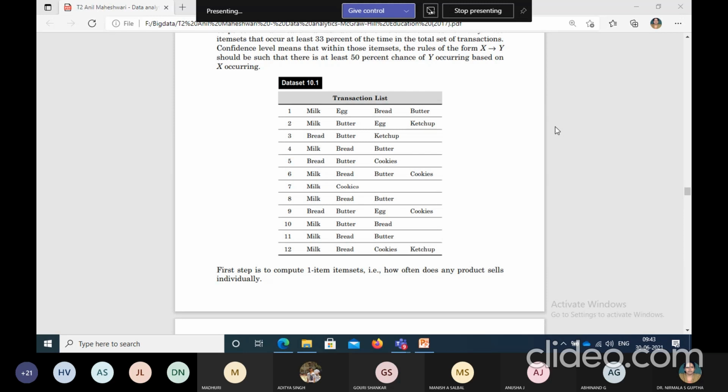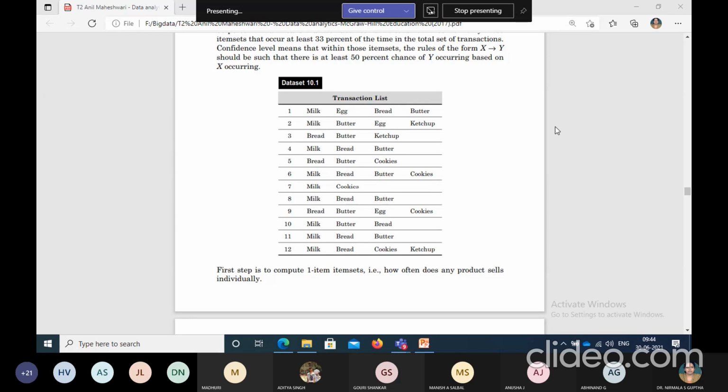Okay. So now the support level will be set to 33%. Let us understand the minimum threshold we are setting: the support level we are going to set at 33%, and the confidence level we will set at 50%. So what does it mean? It means we have decided to consider the rules we are going to frame for the given data set with only those item sets that occur at least 33% of the time in the total set of transactions.